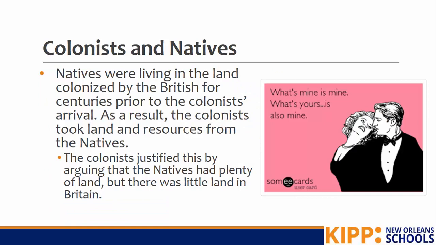So we also know that the natives were living in the land that the British colonized, and they were there for centuries, if not thousands of years, prior to the colonists' arrival. So the colonists arrive and they begin taking land and resources from the natives, even though the natives were there first. The colonists justify this to themselves, though. They argue that the natives had plenty of land, and there's so little land in Britain that the natives needed to give up some of that land to the colonists. The natives did not agree with this belief, but that's just how the colonists felt.